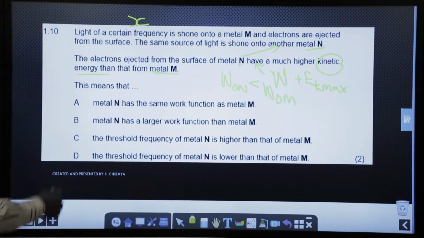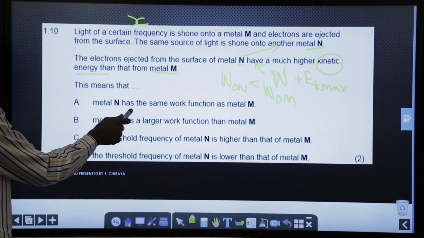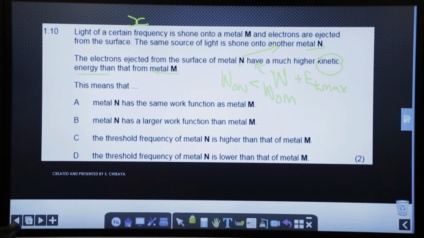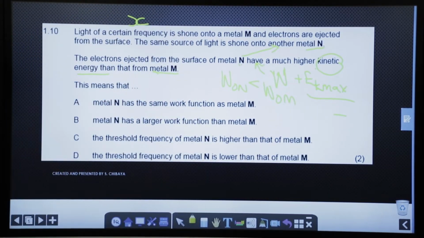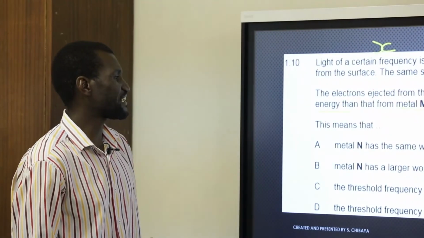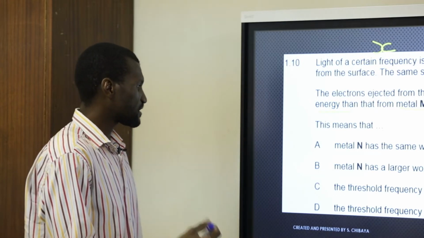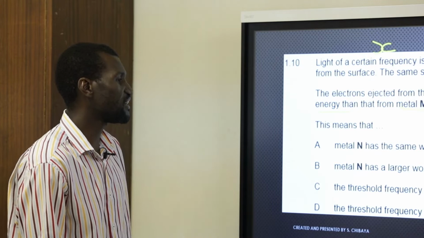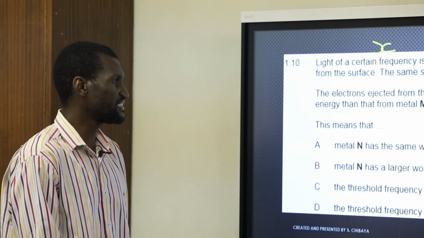All right, so let's look at the answer. Metal N has the same work function as metal M? No, it can't be the same, because if it had the same, the EK max would have been equal. Metal N has a larger work function than metal M? No, the threshold frequency of metal N is higher than that of metal M.